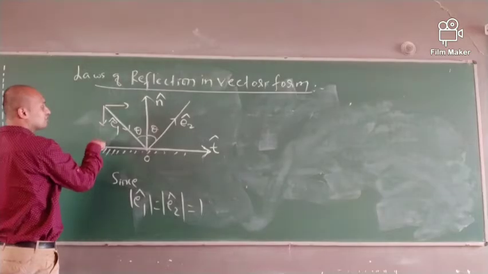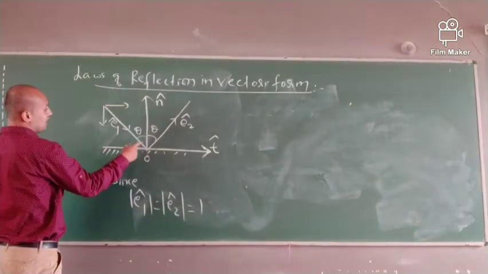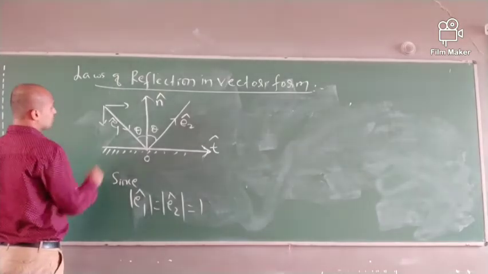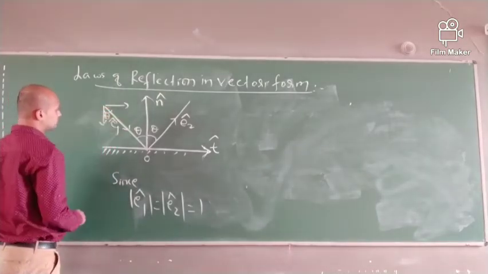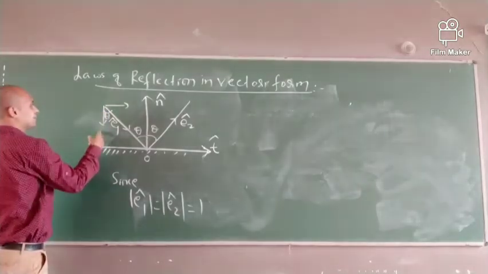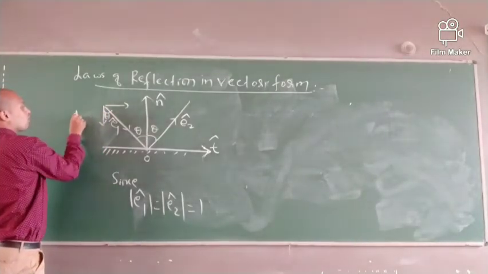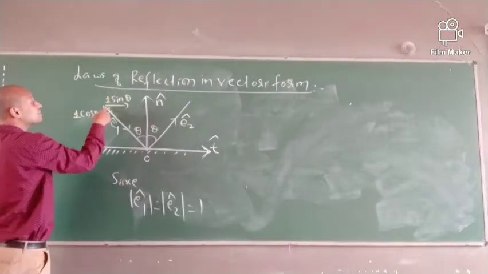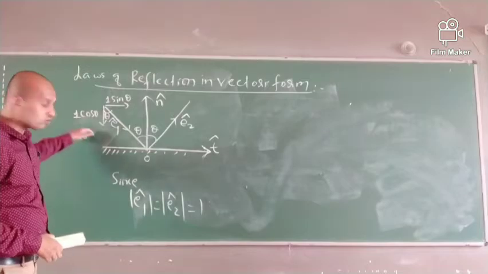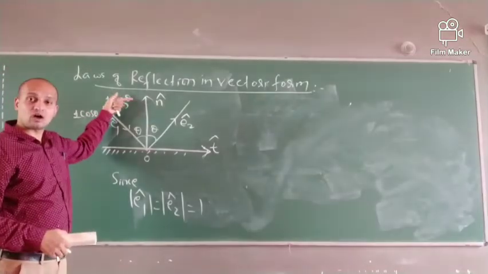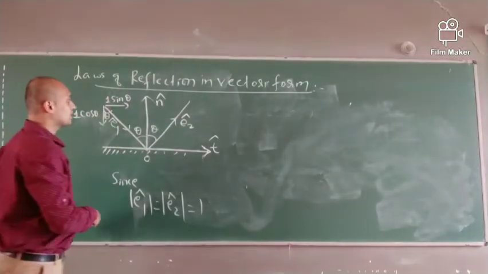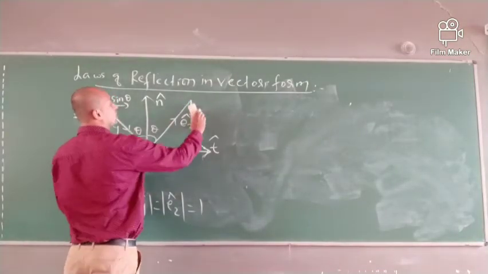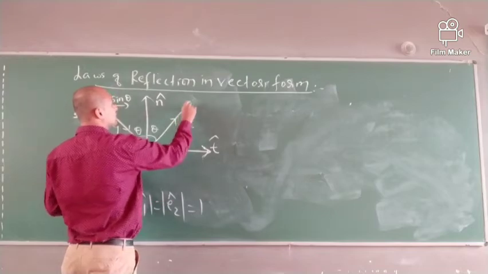So this is for the incident ray. If this angle is theta, I can consider this angle also will be theta. Yes or no? If this angle is theta, this will become 1 cos theta. This will become 1 sin theta. Magnitude along downward is 1 cos theta. Magnitude parallel to the mirror is 1 sin theta. Same thing is being applied to the reflected ray. It will not be downward now. It will be upward. Correct?